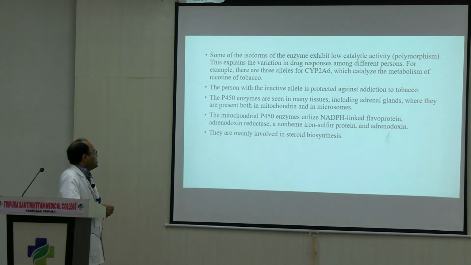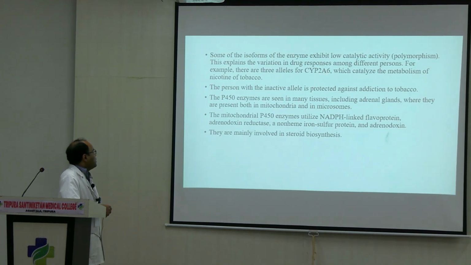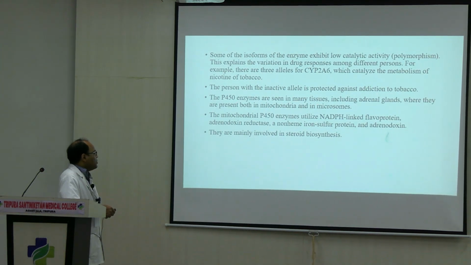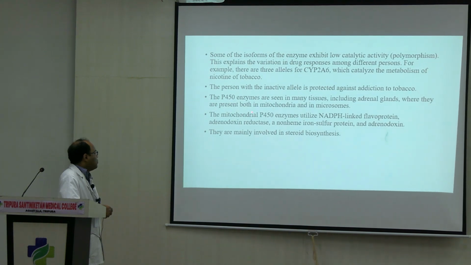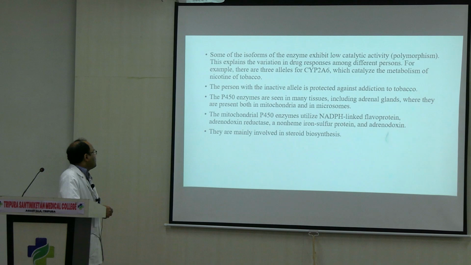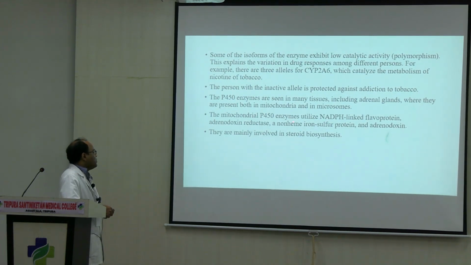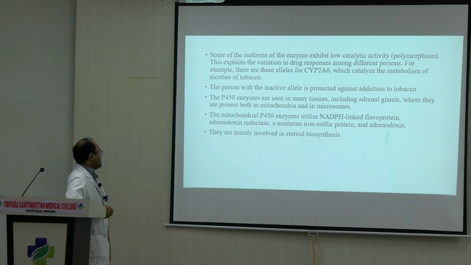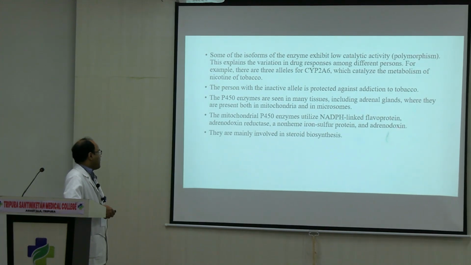This explains the variations in drug response among different persons. For example, there are 3 alleles of CYP2A6 which catalyze the metabolism of nicotine of tobacco. A person with an inactive allele is protected against tobacco addiction. P450 enzymes are seen in many tissues including adrenal glands, where they are present both in mitochondria and microsomes. The mitochondrial P450 enzymes utilize NADPH-linked flavoprotein adrenodoxin reductase, a non-heme iron sulfur protein, and adrenodoxin. They are mainly involved in steroid biosynthesis.